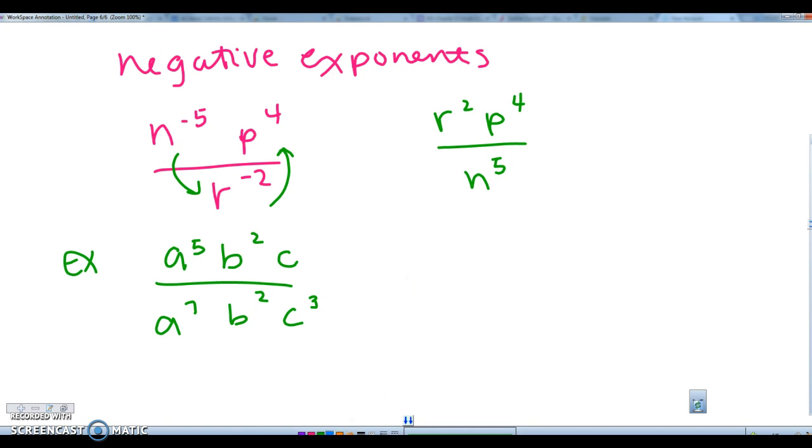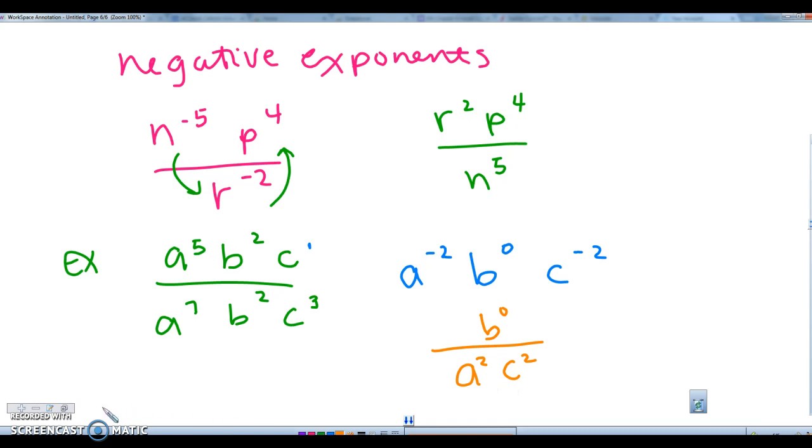So let's go ahead and apply the fact that we know quotients of powers, where we subtract the exponents down. My a's, 5 minus 7, would give me negative 2. 2 minus 2 is 0. And this is a 1. 1 minus 3 is, again, negative 2. So now we can apply that negative exponents thing. If I move a and c into the denominator, they become positive. So I have b to the 0 over a squared c squared.